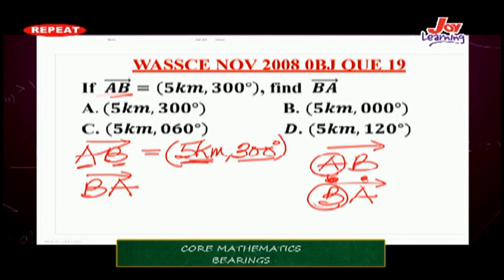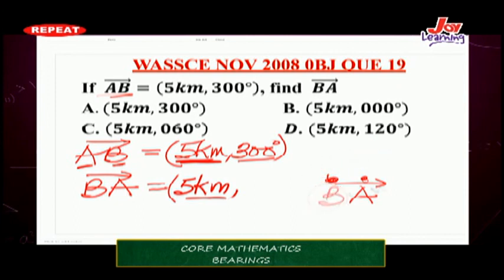Be very careful here. So vector BA, I'm expecting the distance to be the same. The distance will be the same 5 kilometers, it will not change. If you remember, from the beginning I said, if you move from Kumasi to Accra, and the distance is 5,000, then from Accra to Kumasi too, the same distance, it will be 5,000. So vector AB and vector BA have the same magnitude or distance. But the direction has been changed. So apply back bearing.